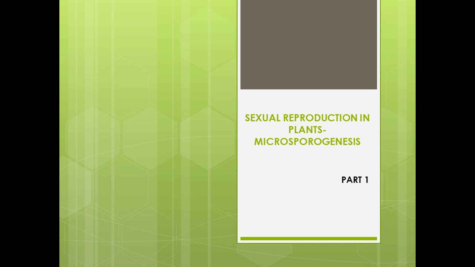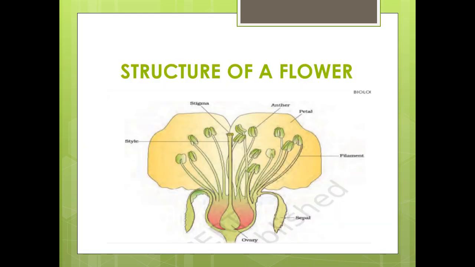Sexual reproduction in plants, part 1. In this video, you are going to learn more about microsporogenesis, what is a microsporangium and how pollen grains are formed. Before we begin, let us know something about a flower.